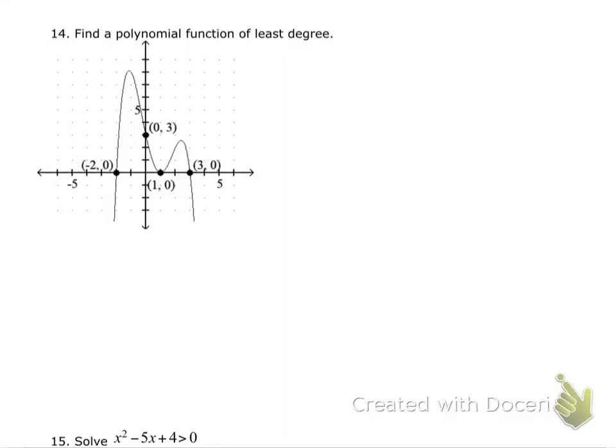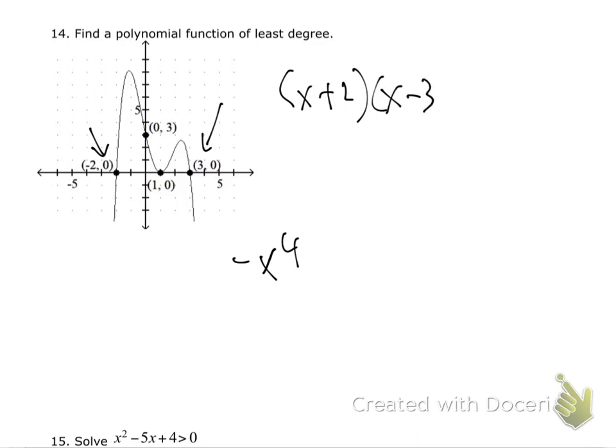Right, find a polynomial function of least degree. Well, it looks like a negative. This looks like a negative x to the fourth graph to me. Okay, right, let's take a look at the x-intercepts. We have negative 2, so it's come from x plus 2. We have positive 3, so it's come from x minus 3. Now we also have positive 1, so it's come from x minus 1.